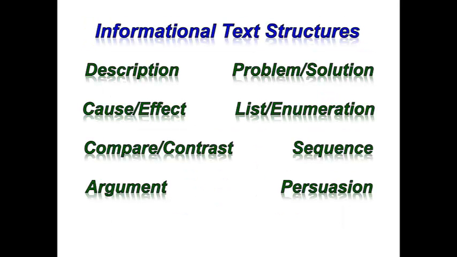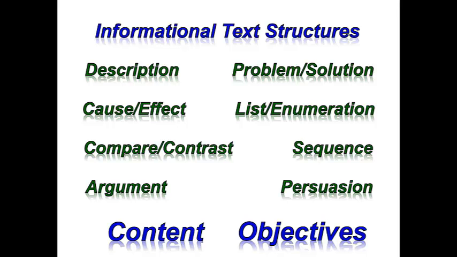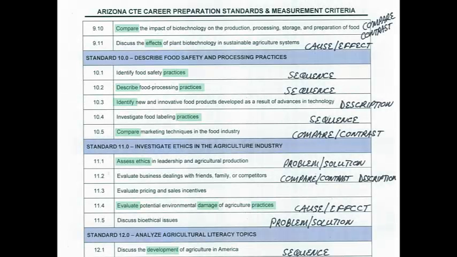As readers and writers, that's a sample of how the structures are used. Now let's see how we can use the same structures for lesson planning. Whether we acknowledge it or not, informational text structures are already embedded in the very beginning of our lesson plan. Not only are they embedded in our content, they are also embedded in our objectives. Here is an example of Ag Science standards and embedded informational structures. In Objective 9.10, we want students to compare and contrast the impact of biotech on food processing and storage. We make decisions as teachers what it means for students to compare.